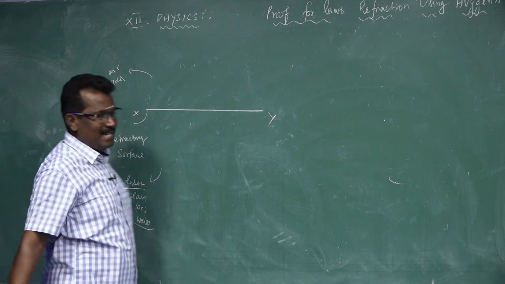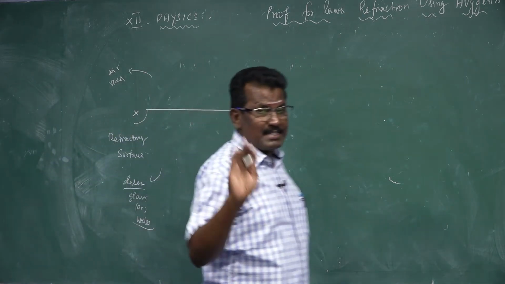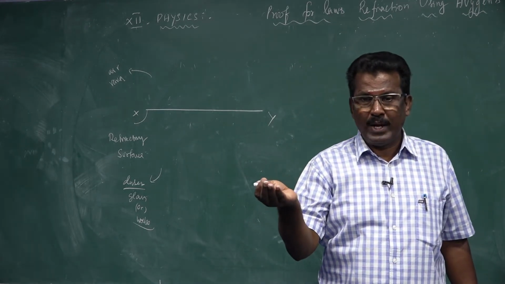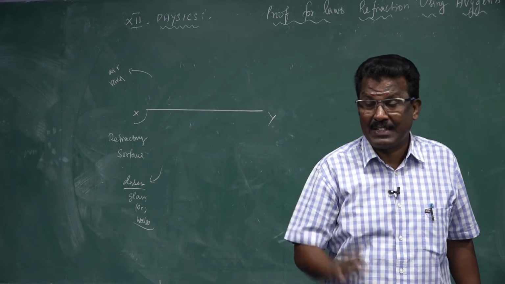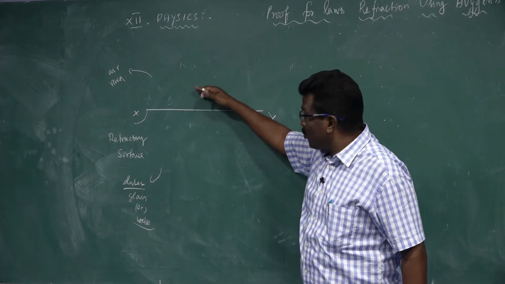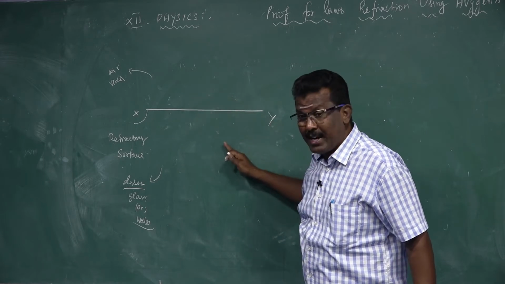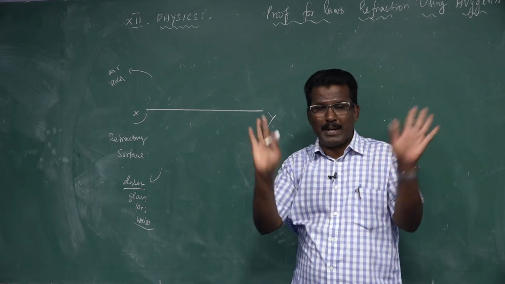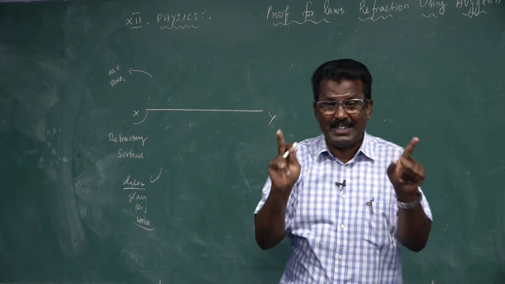So XY is the plane surface which separates the two media. XY, not a reflecting surface. If it is a reflecting surface, light has to be reflected in the same medium. Here, light has to be refracted through the other medium. So you take another medium, either glass or water, any one of the media, where the light travels with lesser velocity.